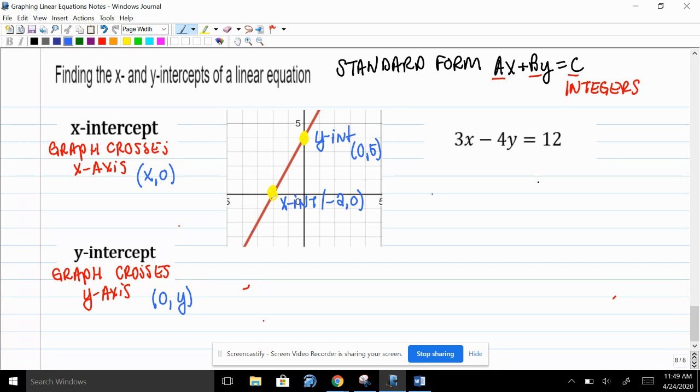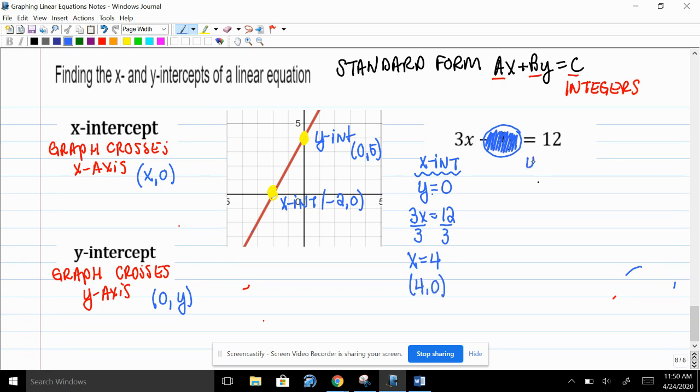Now, we'll talk about the x-intercept first for this problem. So for the x-intercept, remember, the y-coordinate is equal to 0. Now, if I plug 0 in for y, it's basically going to take this part out of the equation because it's going to be a 0. So you're left with 3x equaling 12. Divide both sides by 3, and x is equal to 4. So your x-intercept is 4, comma 0.